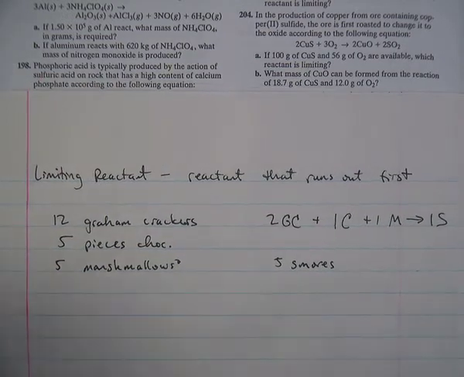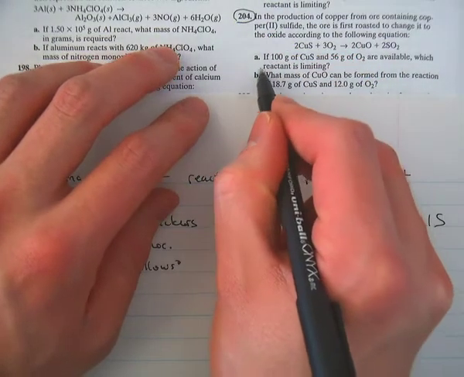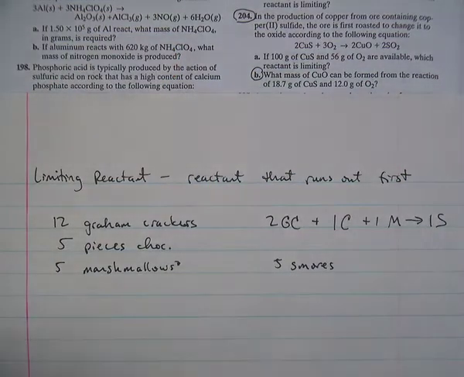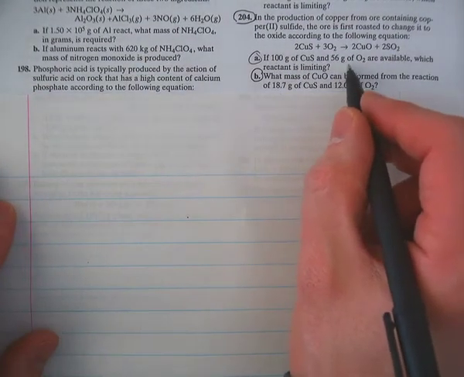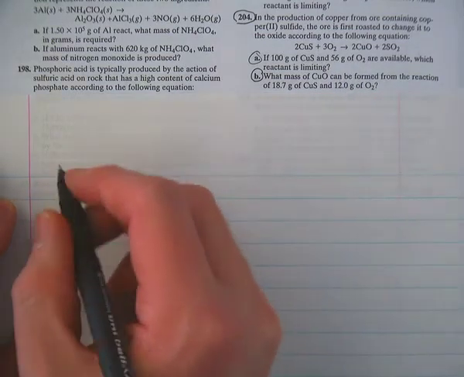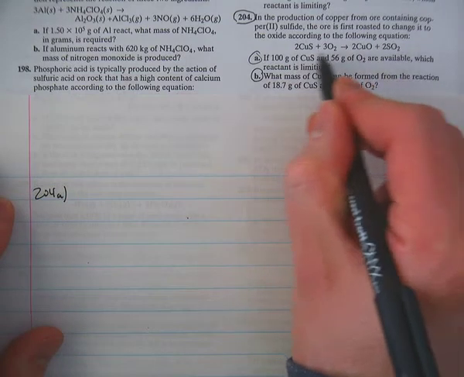The example I'm going to do for this is question number 204 in your textbook, and specifically I'm going to do both A and B. So let's do 204A first. They ask, if 100 grams of CuS and 56 grams of O2 are available, which is limiting? This is on 204A, and that's according to this equation right here.